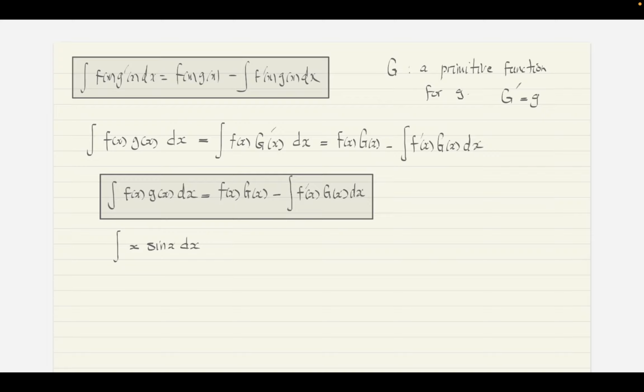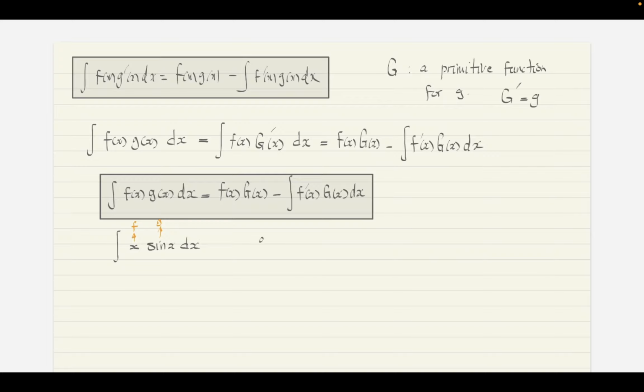Okay, so let us just try randomly to see if it works or not. Let me give the role of little f to this x, and let me give the role of little g to the sine x. And then I want to write the formula. But in order to write my formula, I need to find this capital G. So what is capital G? Capital G is a primitive function of little g. So let me write it here.